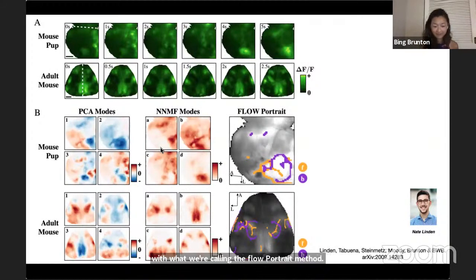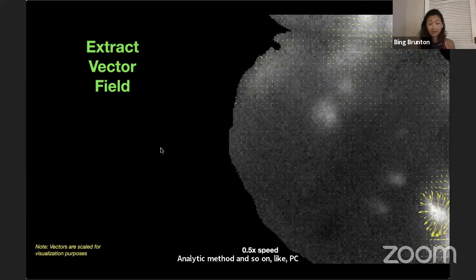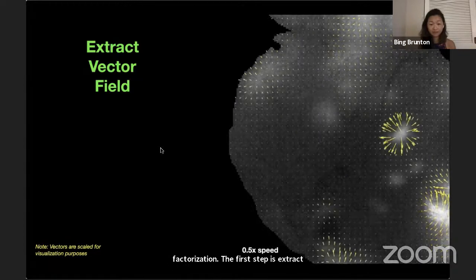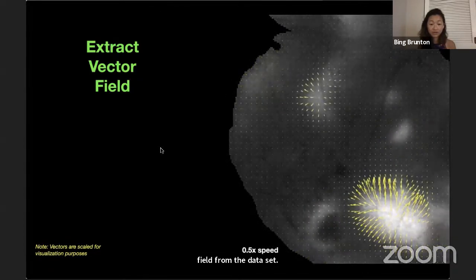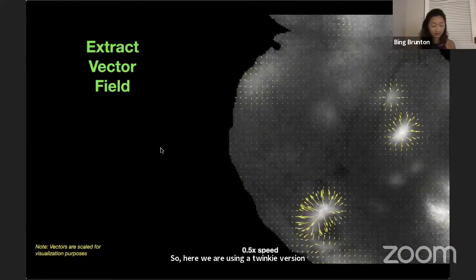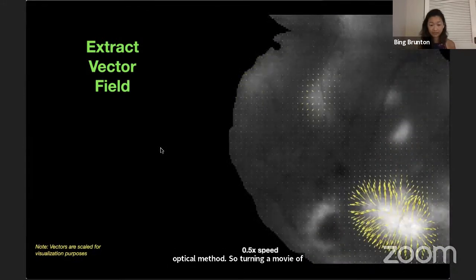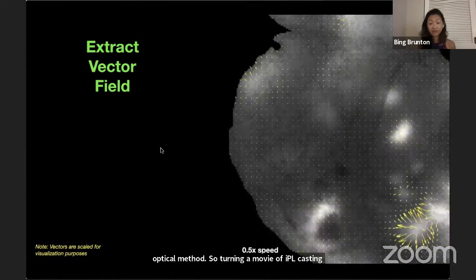Okay, and I know these are just lines with colors and they don't make any sense yet, but again, I'm going to try to build up a little more intuition. The method fundamentally is a spatial temporal analytic method. Unlike PCA and non-negative matrix factorization, the first step is extracting a vector field from the data set. Here we are using a tweaked version of an optical flow method, turning a movie of wide field calcium imaging data into a vector field. And this is a time varying vector field, as you will see.